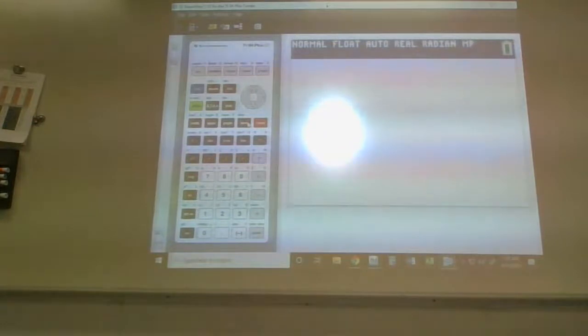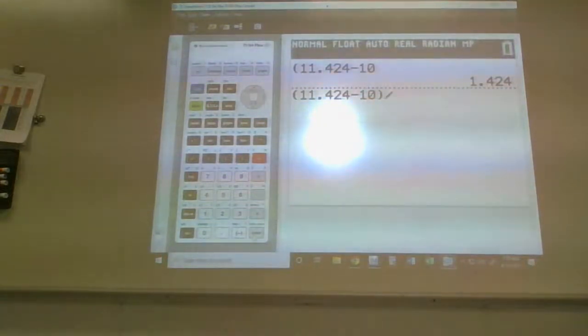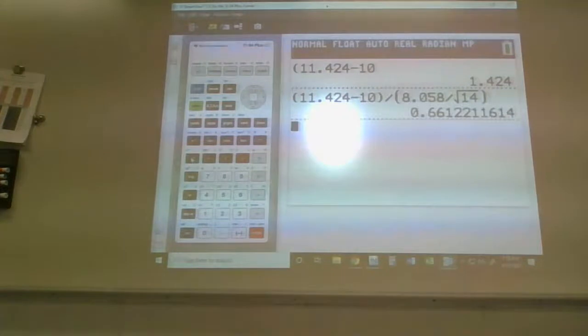Like parentheses 11.424 minus 10, close those. I said close those parentheses, not hit enter. Close those parentheses, divided by parentheses 8.058 divided by the square root of 14. Make sure I close that appropriately. Oh, hello. There's my t-score.